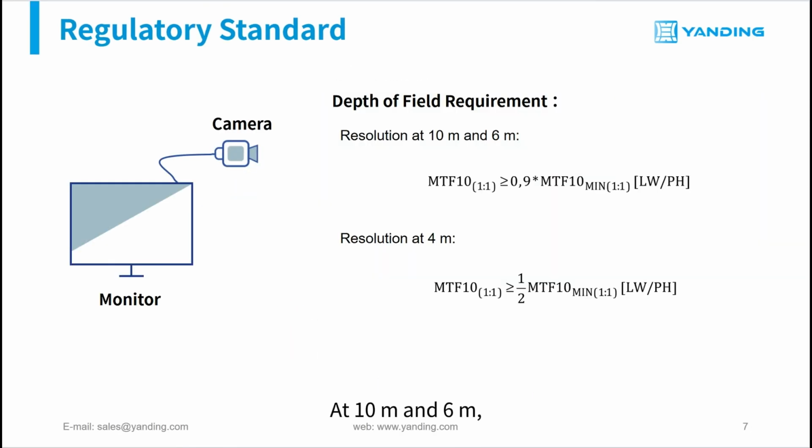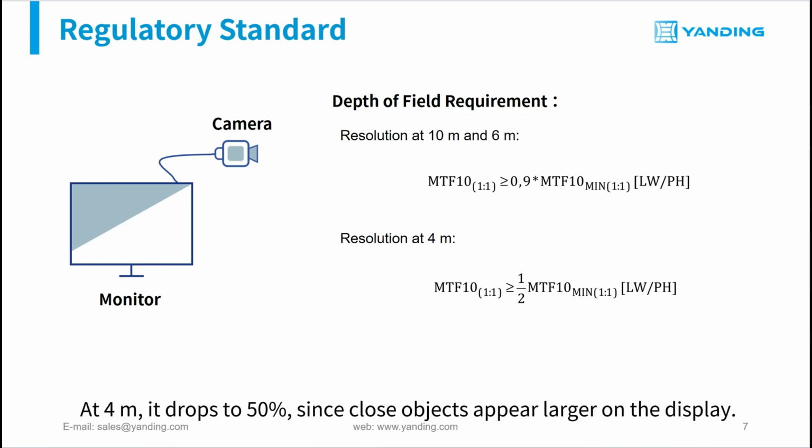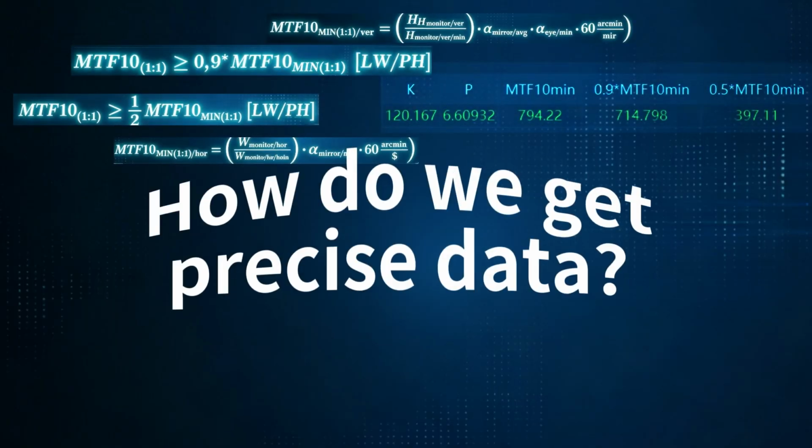At 10 meters and 6 meters, the target is 90% of the MTF10 min 1:1 baseline. At 4 meters, it drops to 50%, since close objects appear larger on the display. How do we get precise data?